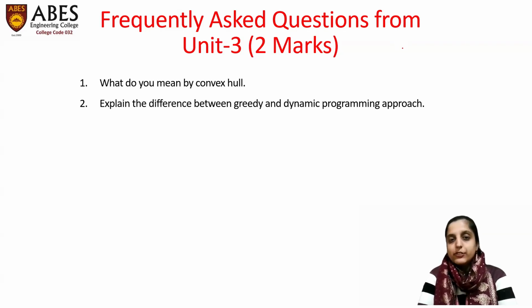And next is explain the difference between greedy and dynamic programming approach. This is one of the very favorite questions of the paper setter. They write this question, and they also give questions like explain the difference between branch and bound and backtracking from unit 4. They give this question also, and this one also. So you can write it very easily.